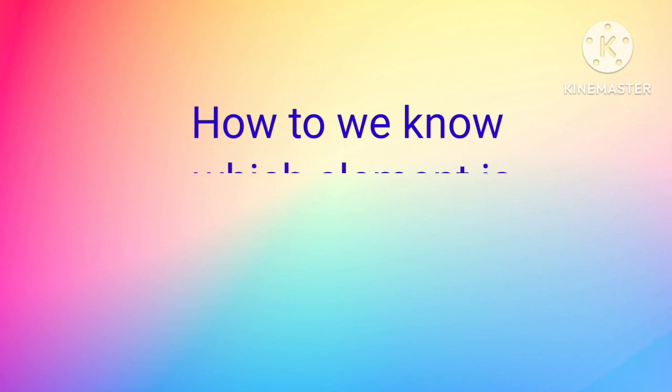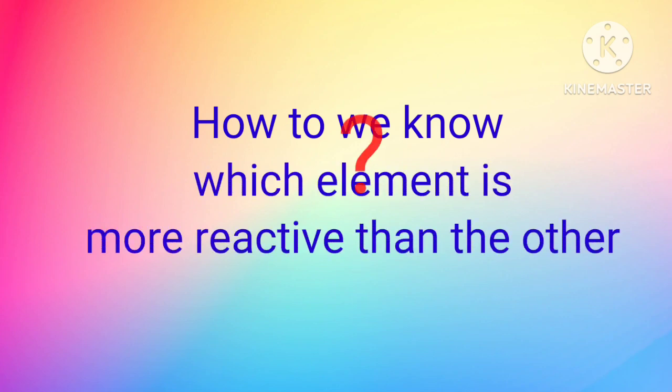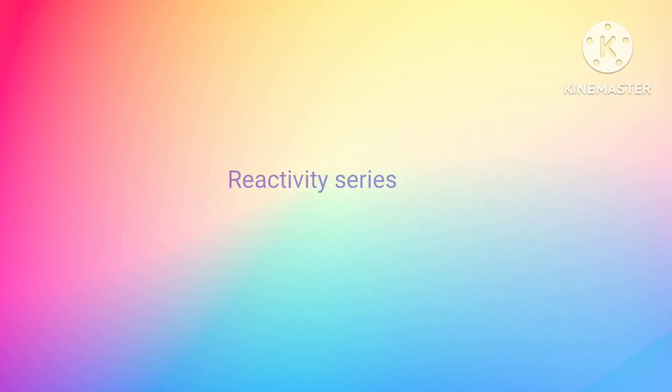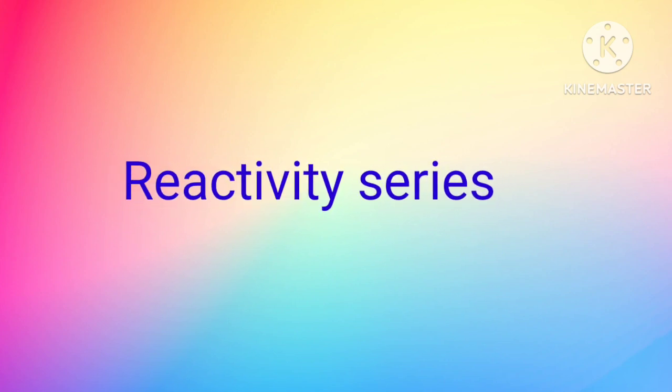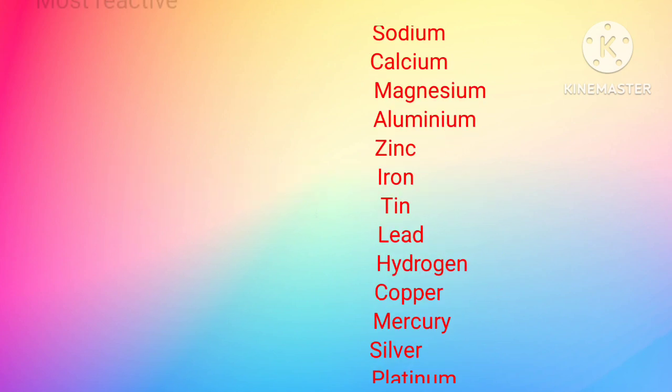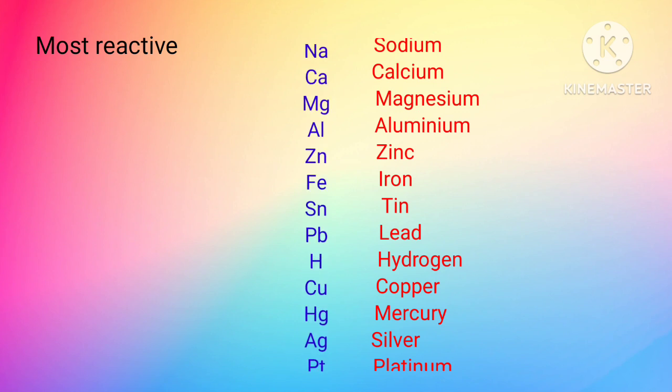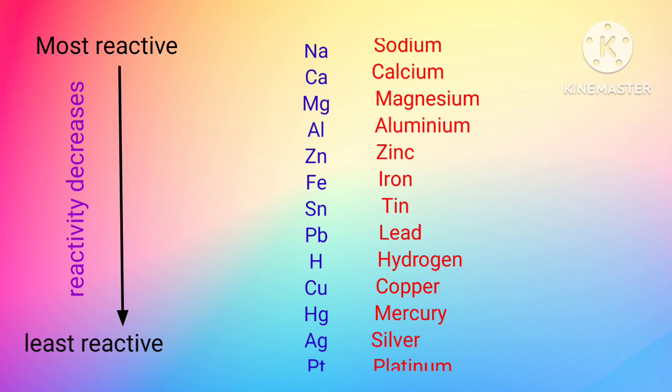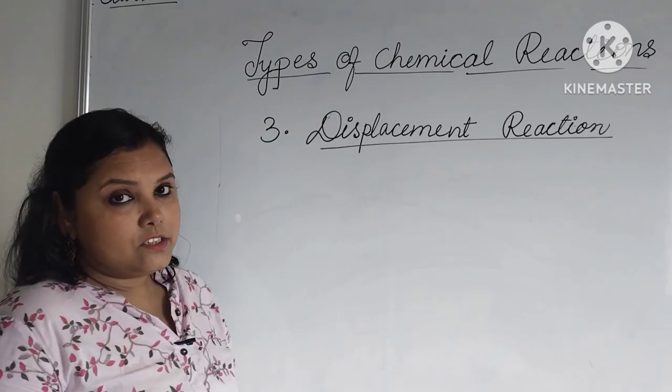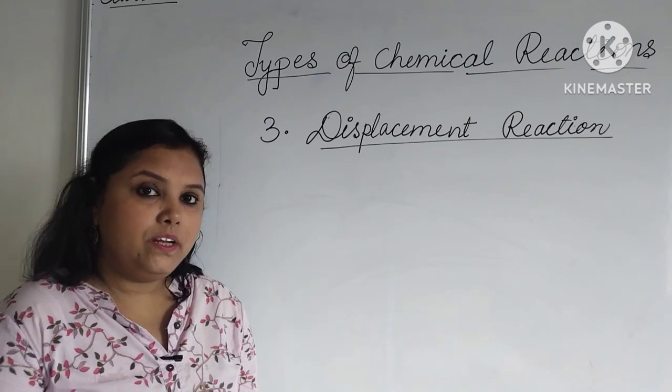Now how do we know which element is more reactive than the other? We have reactivity series for that. Metals on the top are more reactive, and as we move down, the reactivity decreases. Hydrogen is a non-metal, but it is also in this list because of its electropositive nature, and it can be displaced by metals. Let us try to understand this reaction through an example.